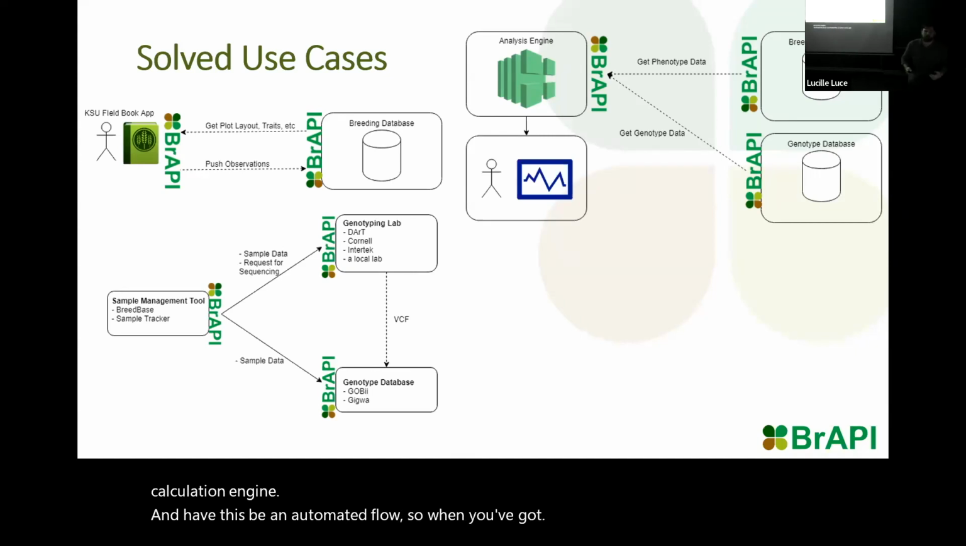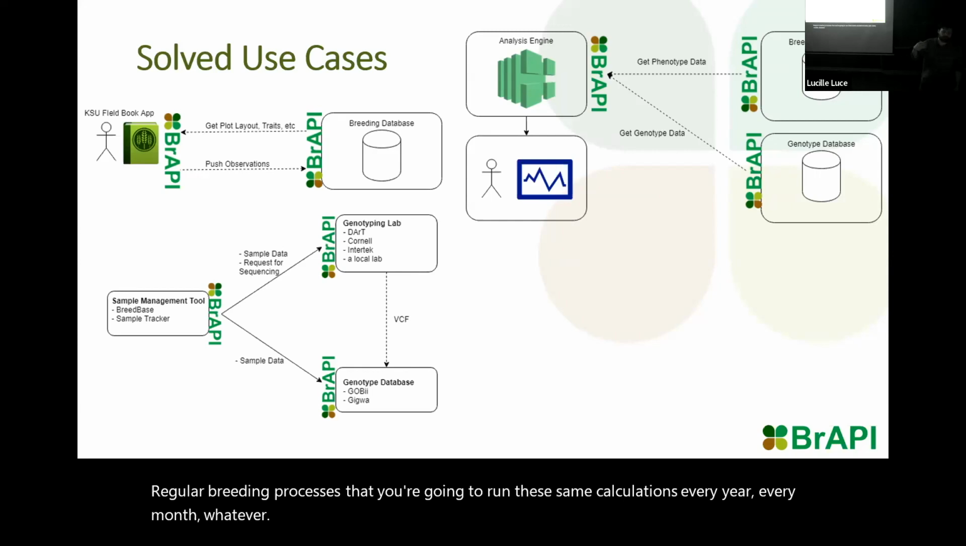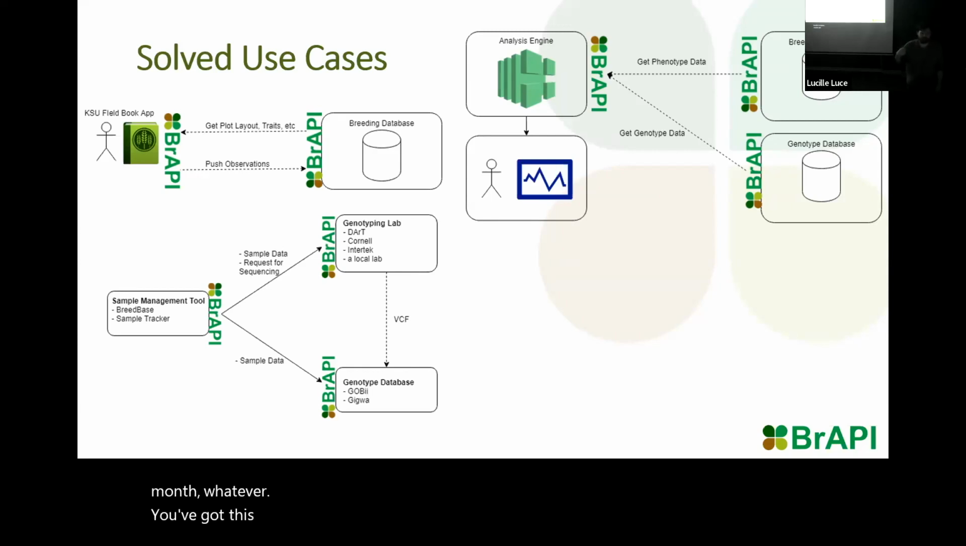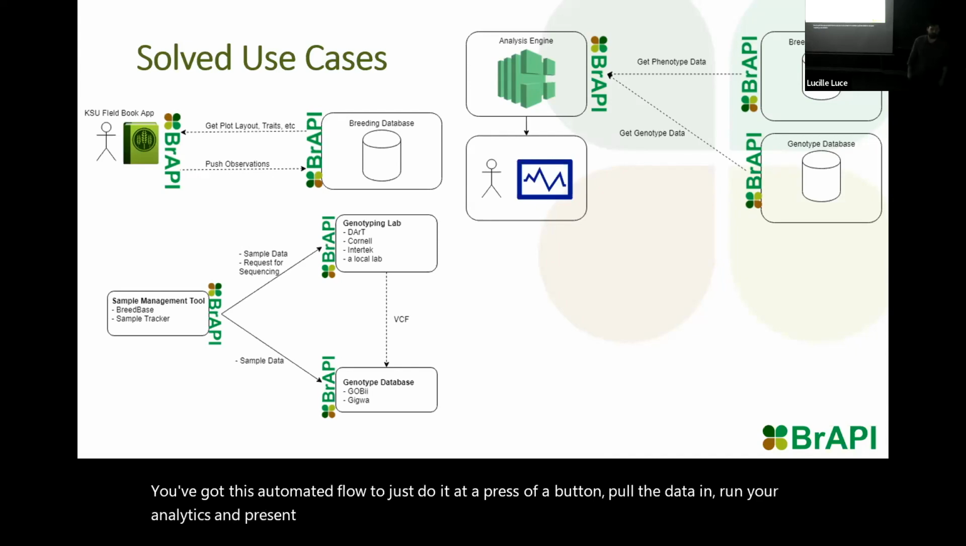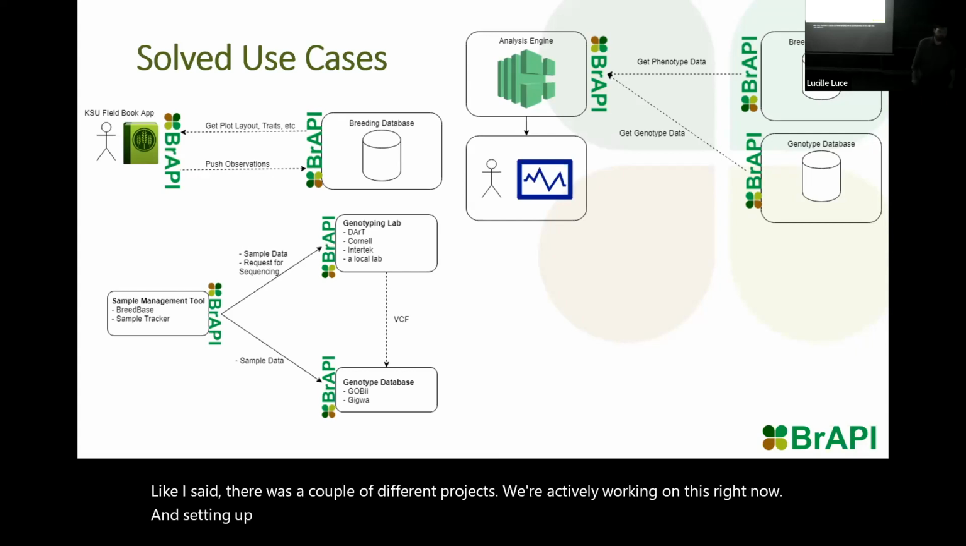So when you've got regular breeding processes where you're going to run these same calculations every year, every month, whatever, you've got this automated flow to just do it at a press of a button, pull the data in, run your analytics, and present the report. Like I said, there's a couple of different projects actively working on this right now, and setting up this type of functionality.